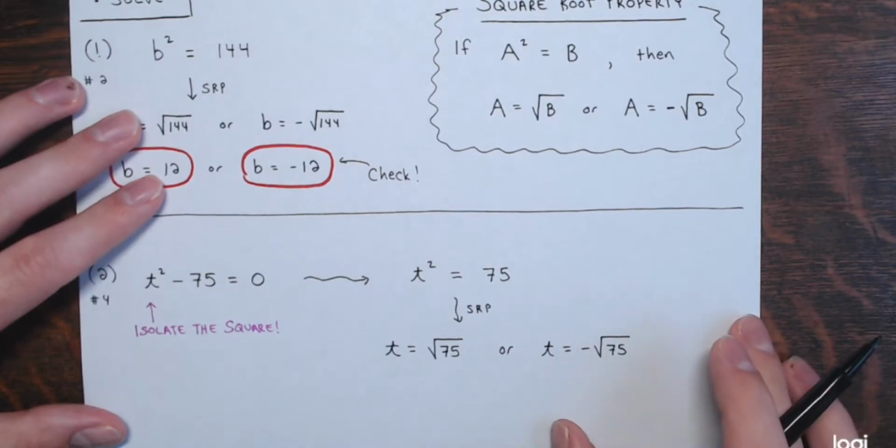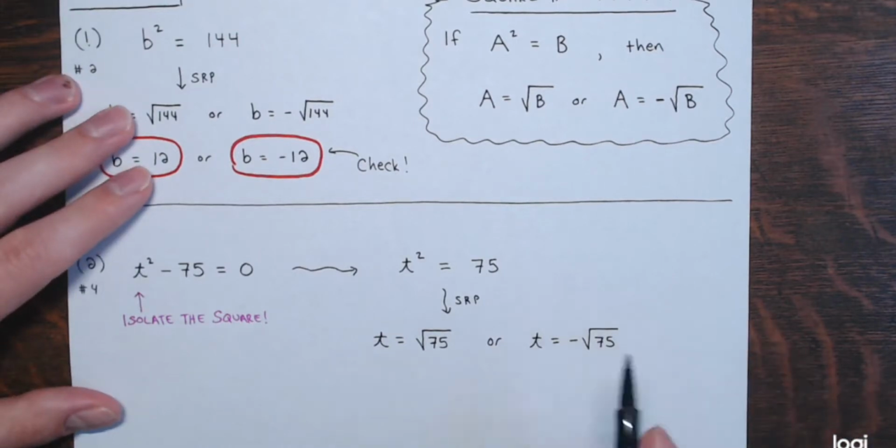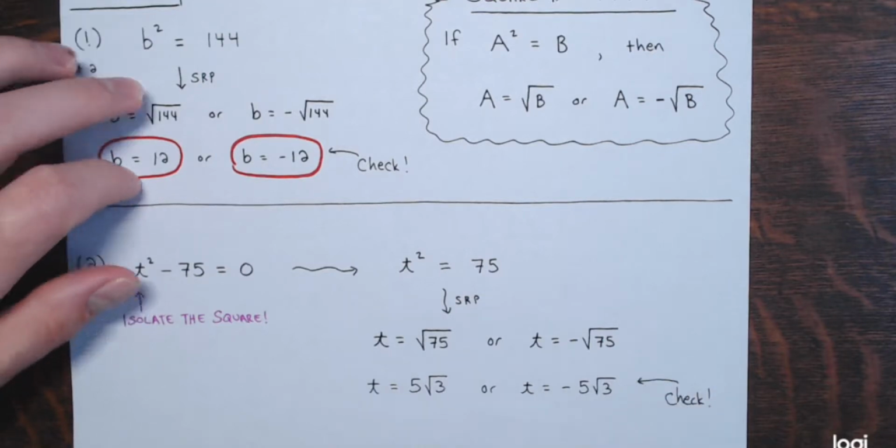Now you're also of course going to be asked to simplify your answers. Remember simplifying radicals. The square root of 75 is the square root of 25 times the square root of 3. So that simplifies to 5 times the square root of 3. So t equals 5 times the square root of 3, or t equals negative 5 times the square root of 3. And then you check. Always remember to check your solutions back in the original equation.